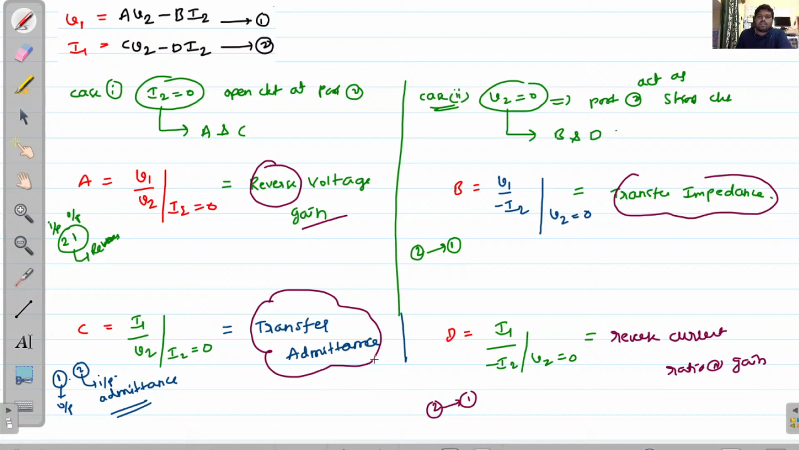So for all the parameters, reverse is the common thing, so you don't need to mention this reverse. Just consider A as voltage gain, C as transfer admittance, B as transfer impedance, and D as current gain, otherwise current ratio, right? So this is about ABCD parameters, and the next one, symmetry and reciprocity condition.